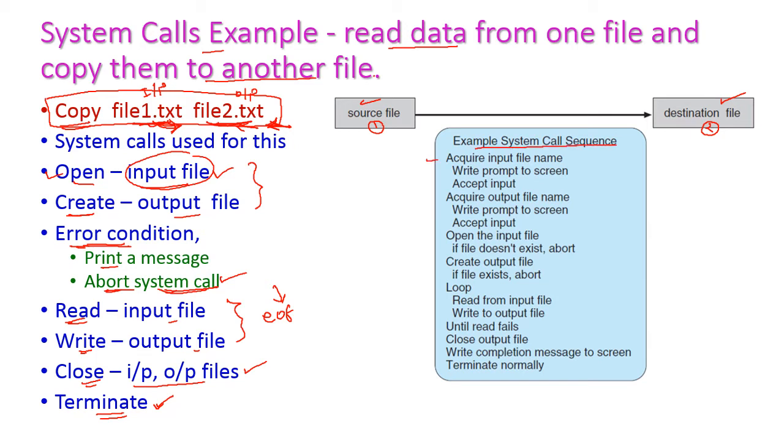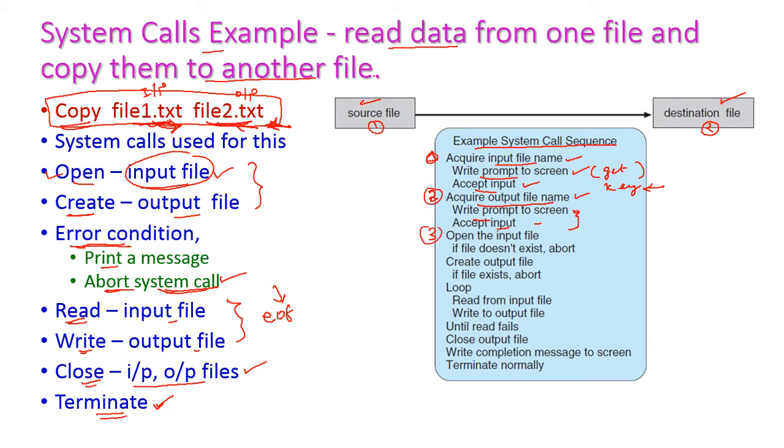First, acquire the input file name from the existing file list. Write a prompt to the screen to get the input file, and accept the input, that is, through the keyboard we can access the input file. Second, acquire the output file name: write a prompt to the screen, accept the input, that is, we will get the output file as the input here. This is the first step and this is the second step.